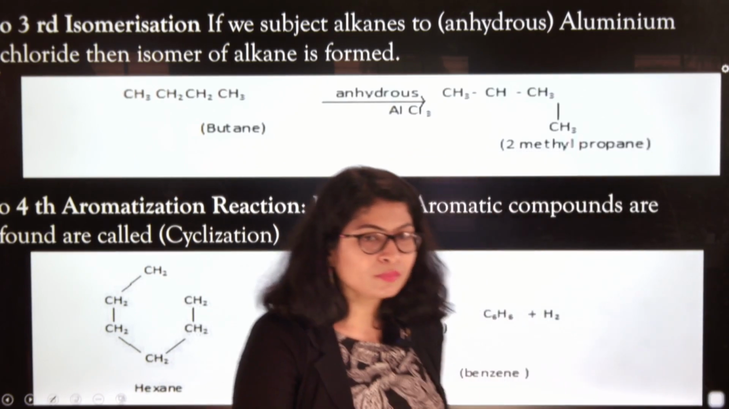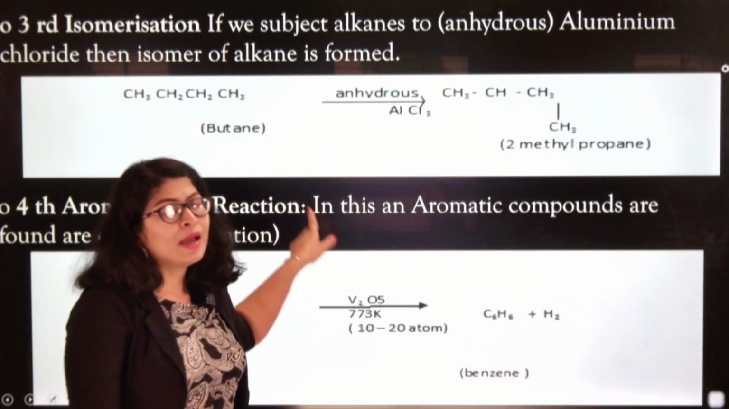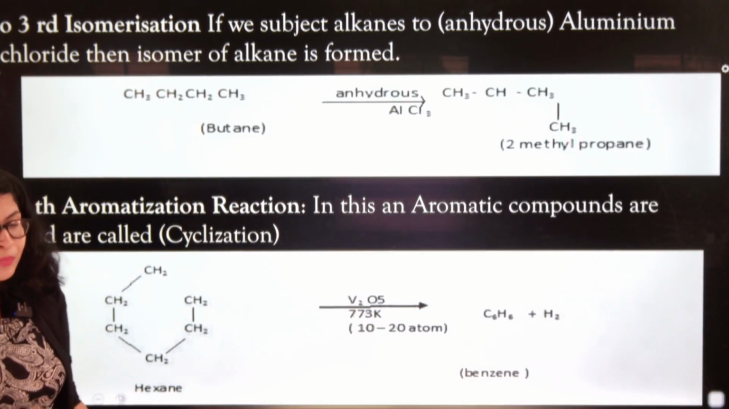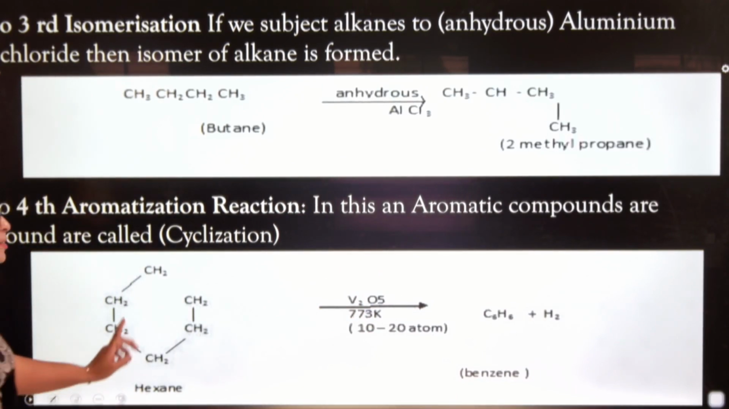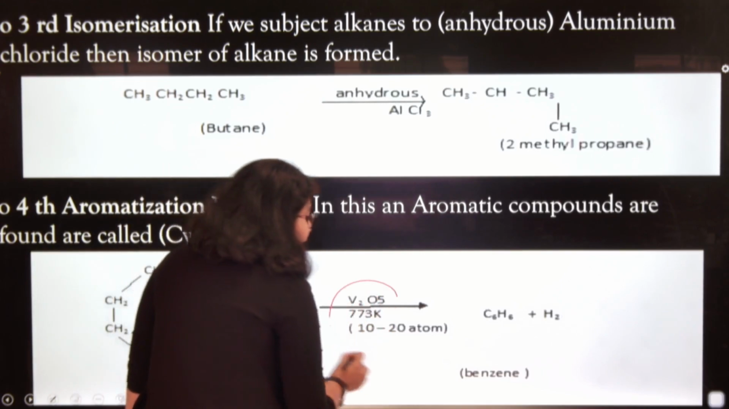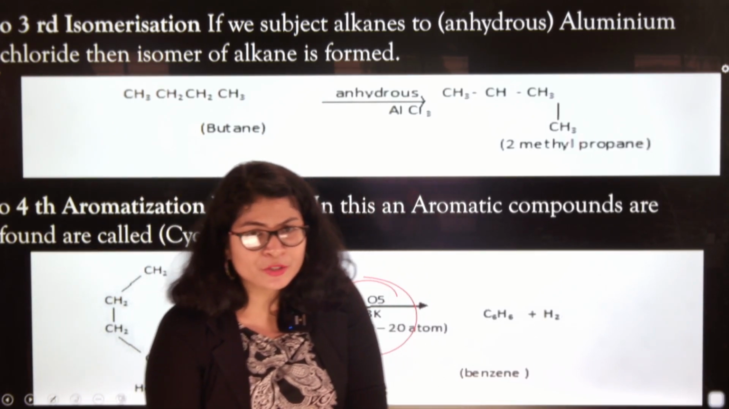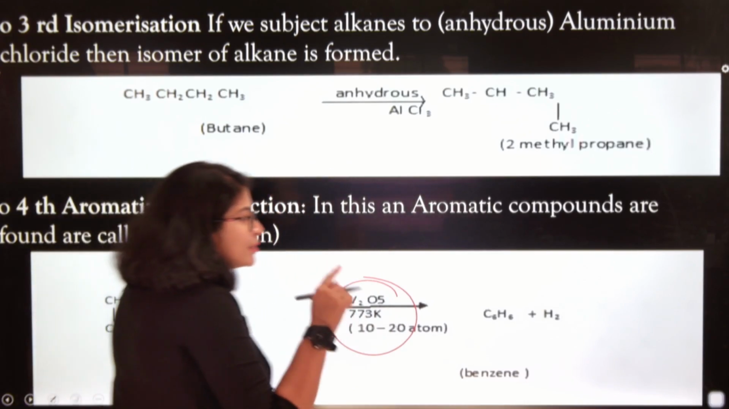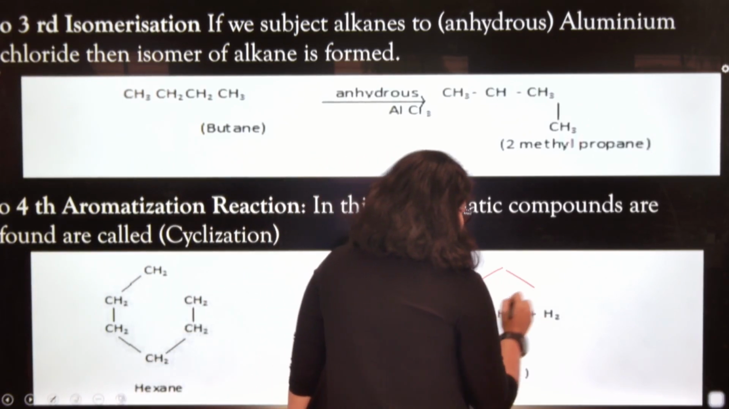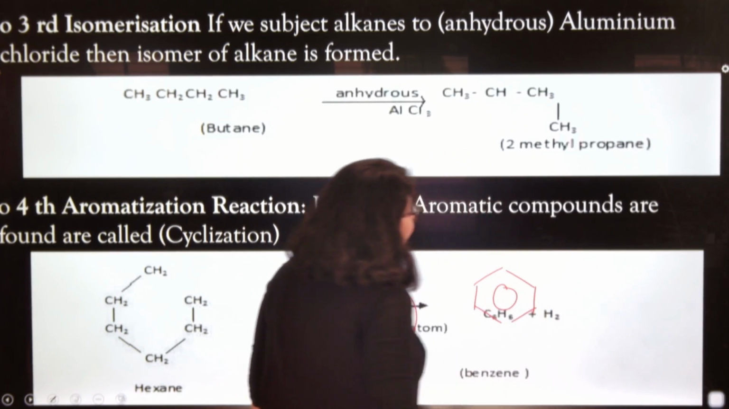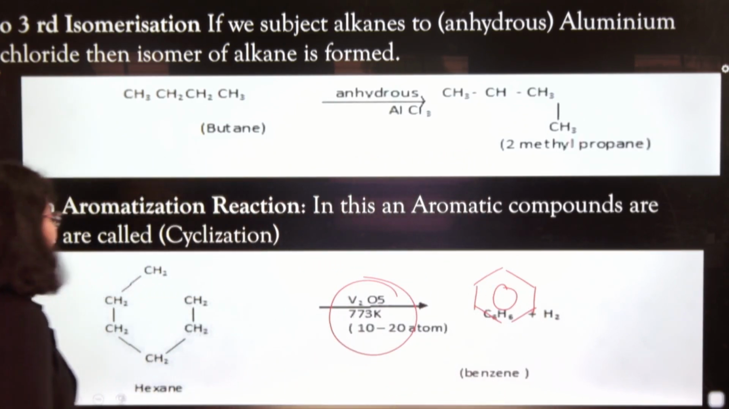Okay. Next is the aromatization. Aromatization means cyclization. So what happens if hexane is reacted with vanadium pentoxide at 773 Kelvin and 10 to 20 atmospheric pressure, you will get mostly benzene. Benzene plus hydrogen will be removed.